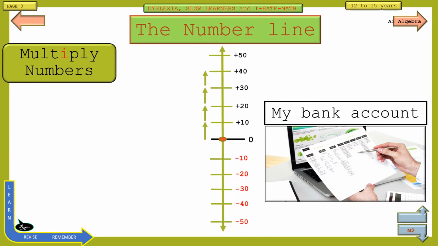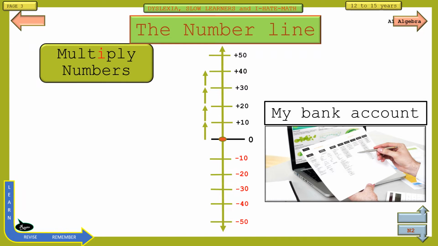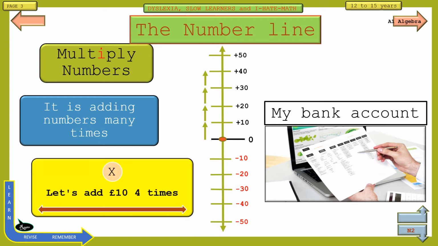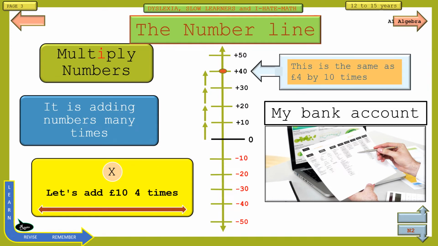In this slide, we will deal with multiplying numbers. It is the same as adding numbers many times. Let us add £10 4 times. Now we have £40 in the account. This would be the same as adding £4 10 times. Multiplication is commutative. We will come to that later.